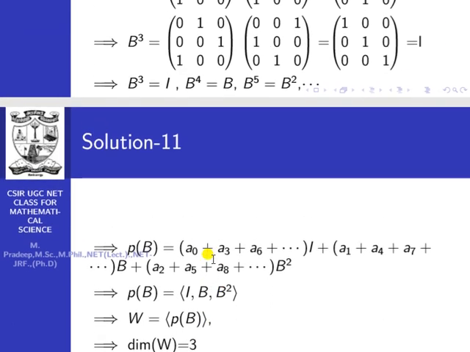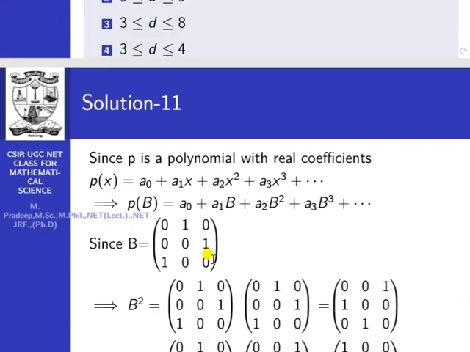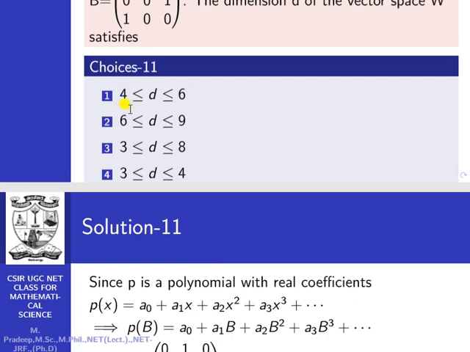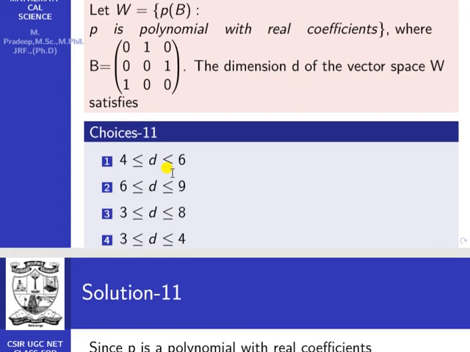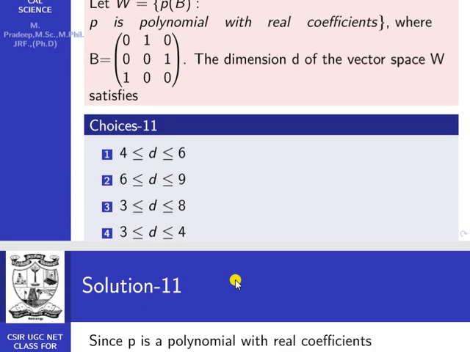What are the options for this problem? 4 less than or equal to D less than or equal to 6, 6 less than or equal to D less than or equal to 9, 3 less than or equal to D less than or equal to 8, 3 less than or equal to D less than or equal to 4. Here D is the dimension of the vector space W. Then which option is correct? Third and fourth are correct, since 3 appears in both ranges, 3 to 8 and 3 to 4. So options 3 and 4 are correct for this problem.